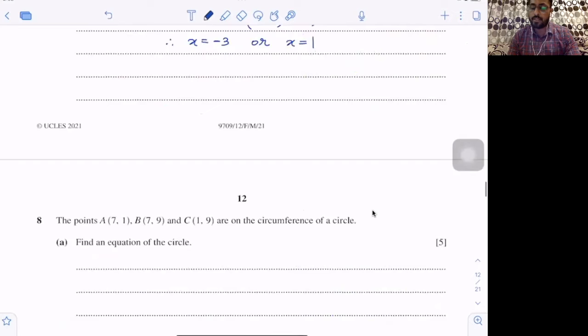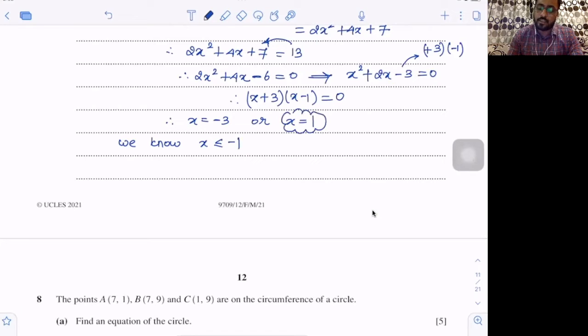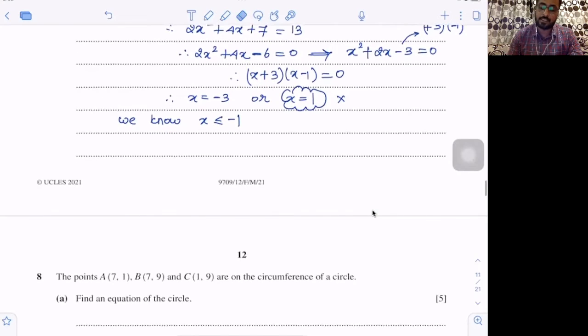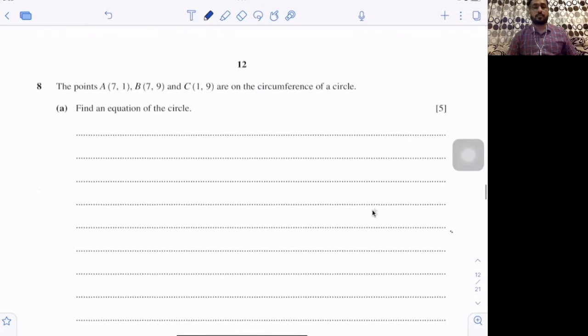So can x become equal to 1? The answer is no. x cannot become equal to 1 because x has to be less than or equal to minus 1. So therefore, I can say x is equal to minus 3 is our correct answer. You got that? That's how the question is solved. Right, students? So now we are going to proceed ahead with the next question.